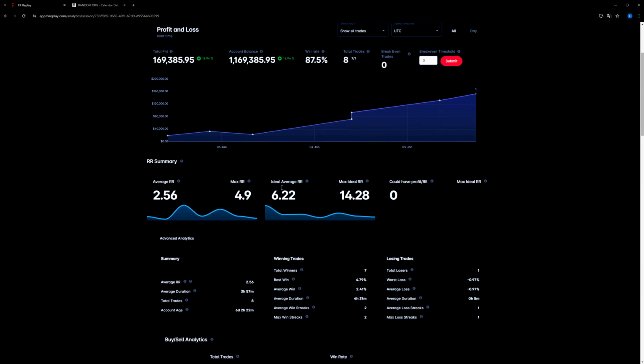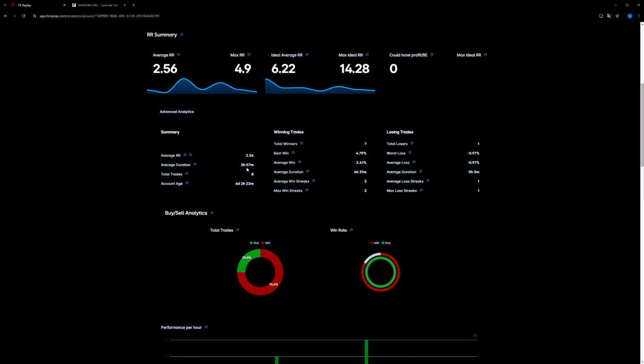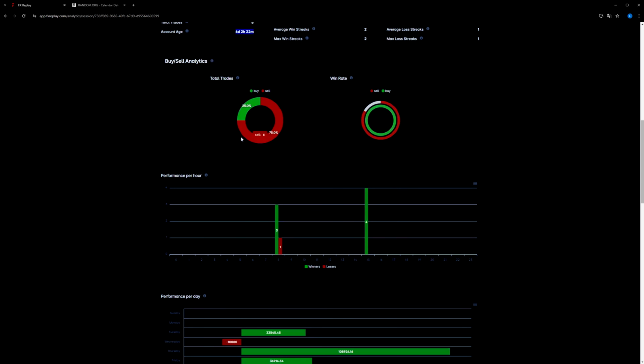According to our small data set right here, we have an ideal RR of 6.22, and our max ideal RR would be 14.28. The average trade duration is around 4 hours, which is not too long. We had a total of 8 trades. We managed to make all of these gains in just 6 days and 2 hours, which is very nice. 7 winners, 1 loser.